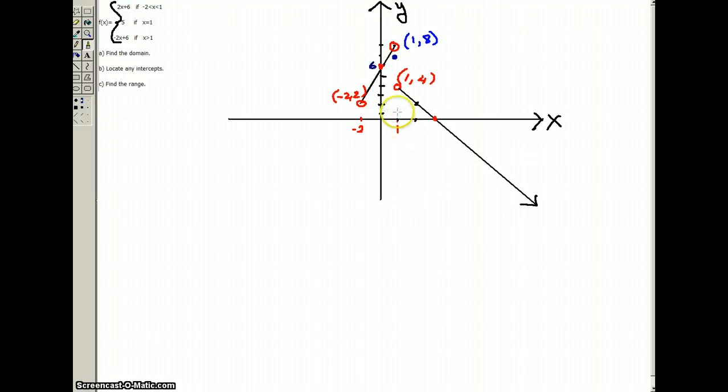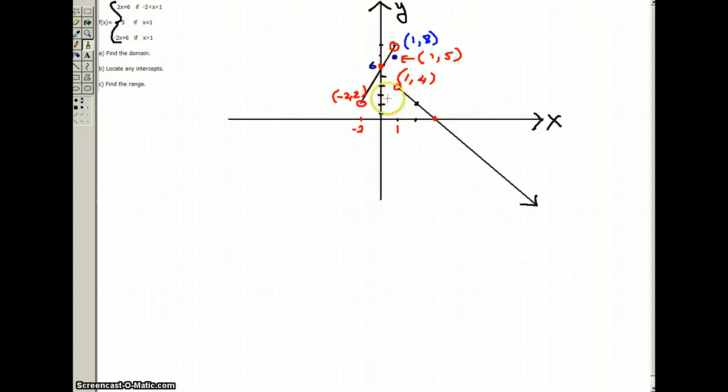Then the next one is 5 if x equals 1. So at x equals 1, I have a point 5. So this point here is 1, 5. This point has coordinates 1, 5. And finally, I drew the line -2x plus 6, which applies where x is greater than 1. At x equals 1, it would be -2 plus 6, which is 4. So at x equals 1, I have 1, 4. And also this is an empty circle because x does not equal 1. It only equals 1 at 5 here.